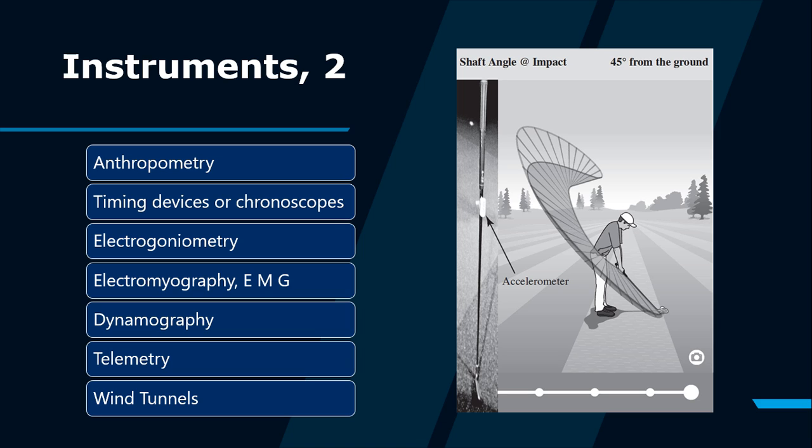The electroencephalograph, or EEG, provides the researcher with information on how the brain influences motor activity, which is studied within the realm of motor control.